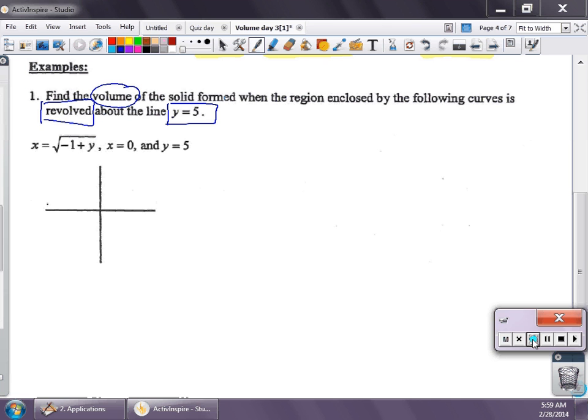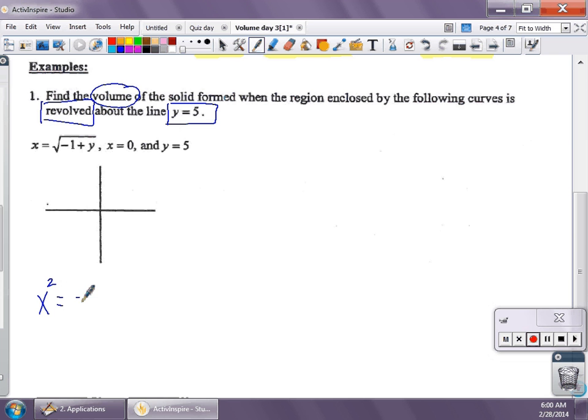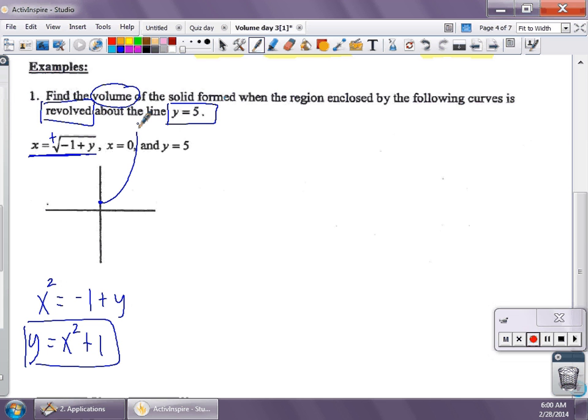So in doing that, I'm going to square both sides, and that'll give me x squared is equal to negative 1 plus y. I'm going to add 1 to both sides, so I get y equal to x squared plus 1. Now, I've mentioned this in class. Notice that graphically, this is a parabola, but if you go back up to your original equation, you're only looking for the positive side of that parabola. So x squared plus 1 is a parabola that has a vertex at y equal to 1, and we only want the positive side, so we have a graph that looks something like that.